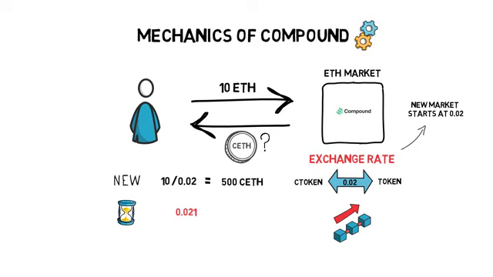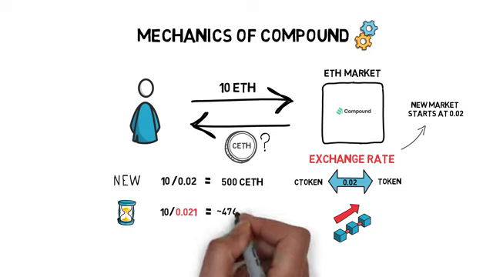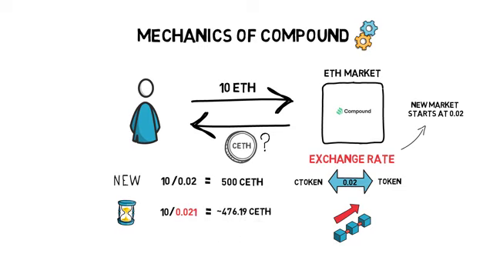This means that the user would receive around 476.19 CETH. If the user decided to immediately redeem their ETH, they should receive roughly the same amount as it was deposited, which is around 10 ETH. Now, here's when the magic happens.